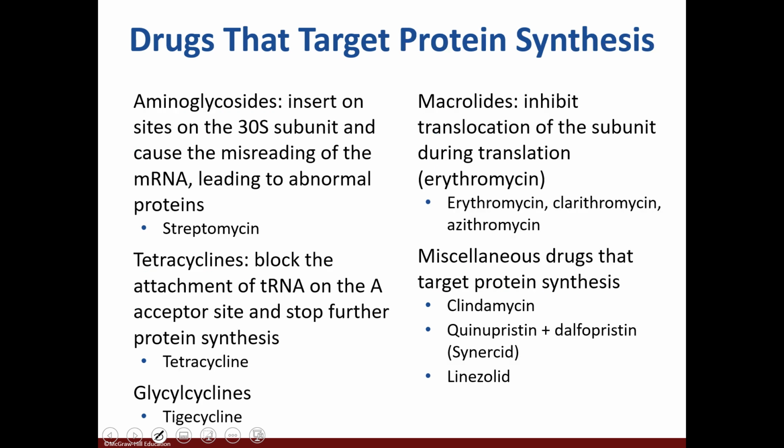There are several ways that proteins can be targeted. Aminoglycosides prevent the mRNA from being read correctly, and an abnormal protein is made. Tetracyclines prevent tRNA from attaching to the A site during translation. Glycylcyclines are derivatives of tetracyclines. Macrolides prevent elongation in translation. There are additional drugs like clindamycin that also target protein synthesis.